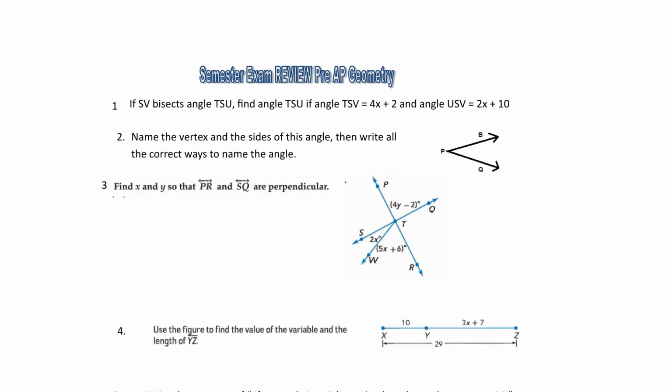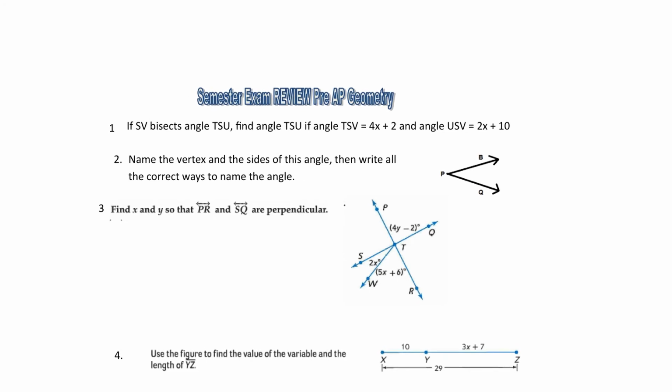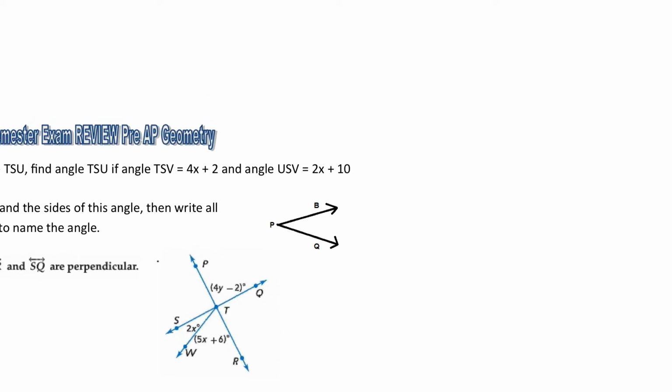Okay, so remember, even if you're exempt from the test, you're not exempt from this review. Number 1 says if SV bisects TSU. Okay, so we got like this. We have this angle where we have TSU, and it says that SV bisects it.